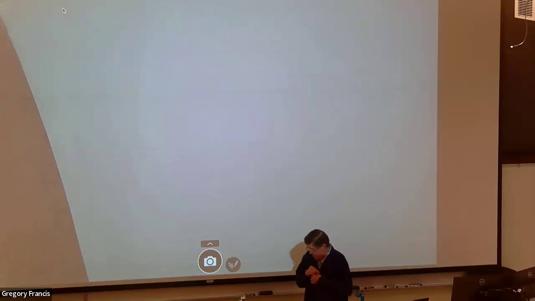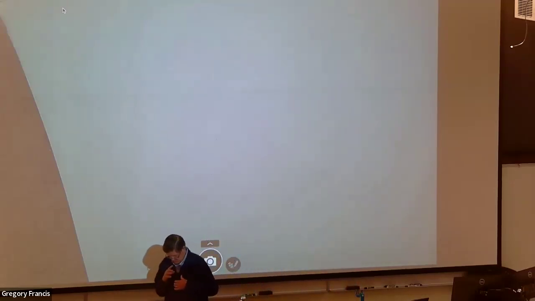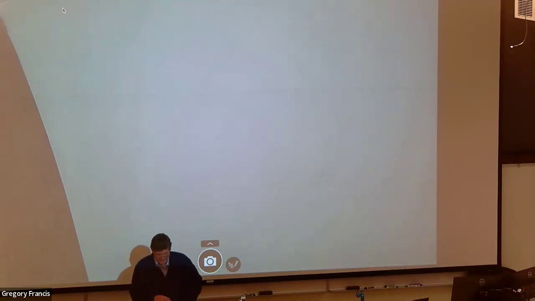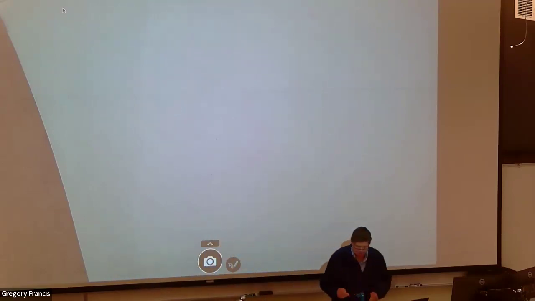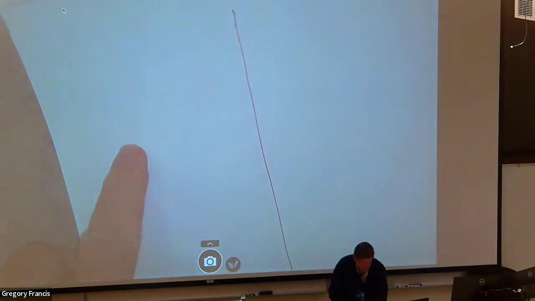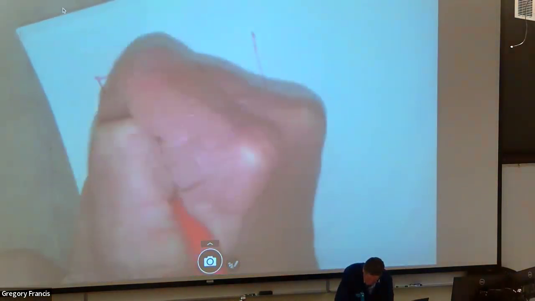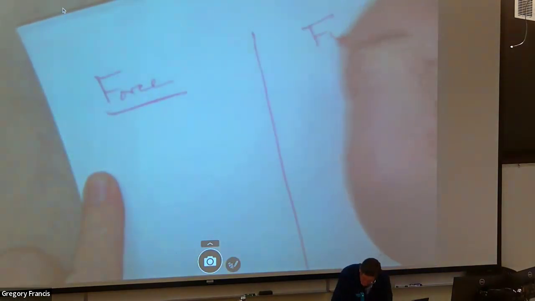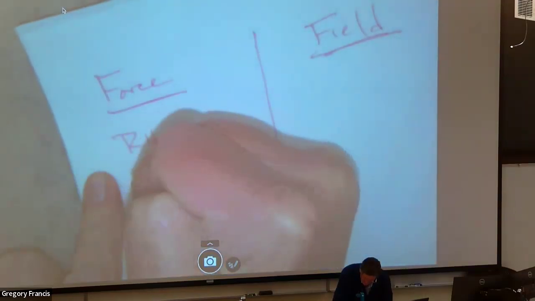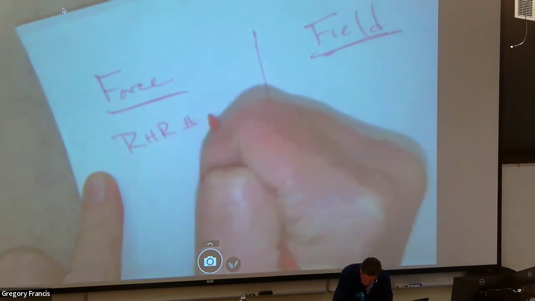The right hand rule. There's only one right hand rule that gives you a force. Okay, so if I divide this between force, an actual push, and field, this would be right hand rule number 1.